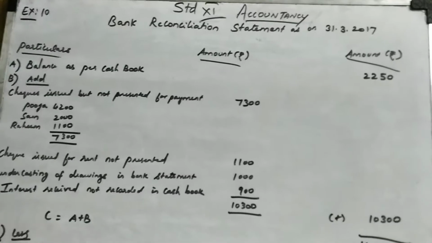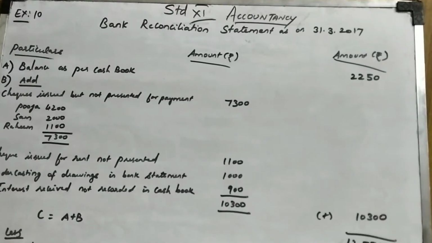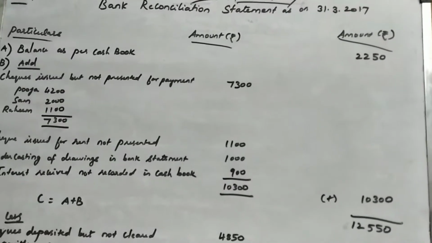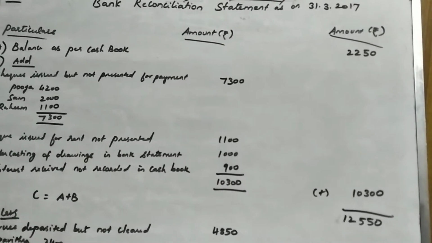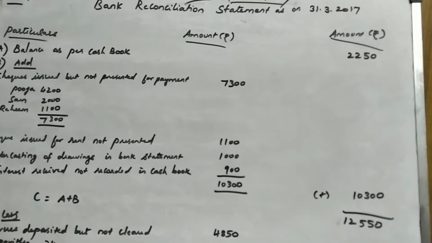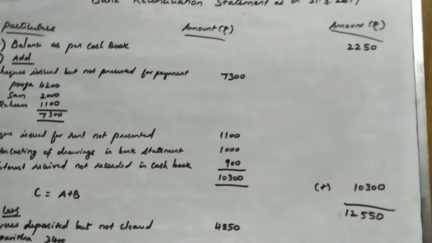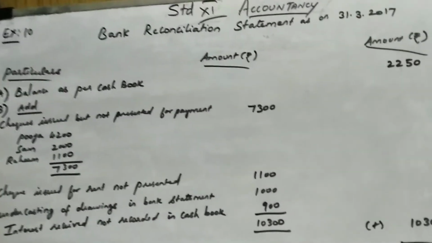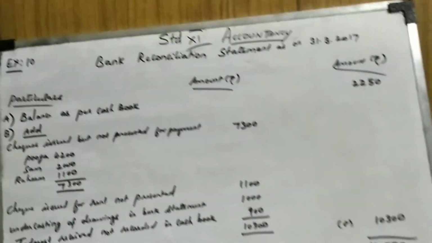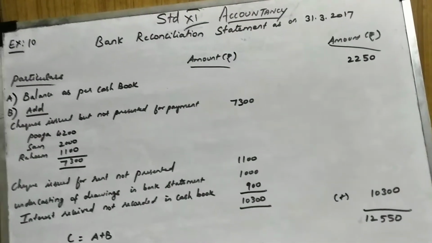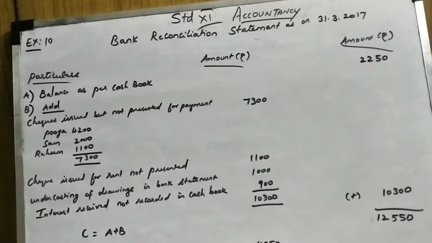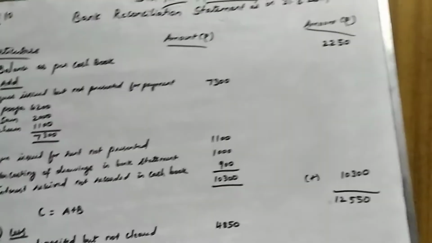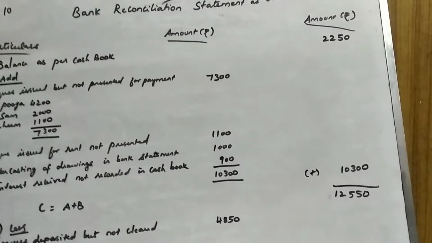So we are starting with the title: Bank Reconciliation Statement as on 31st of March 2017. As I told you, from that cash book we know the closing balance of cash is 2250. That will be the opening balance for the next month. We are preparing this on 31st of March 2017, so we are taking the cash balance available on that date. That's why we are taking the closing balance, right? So balance as per cash book 2250 is given in that statement.